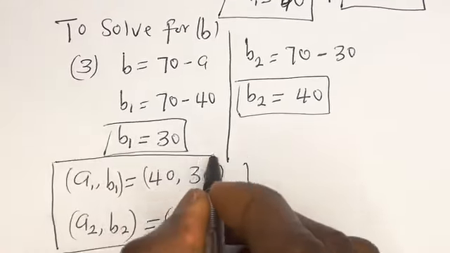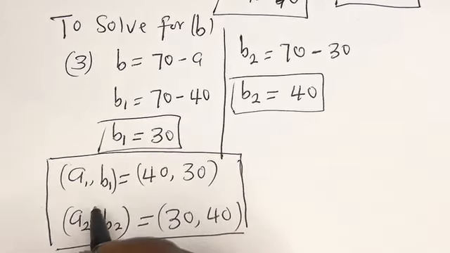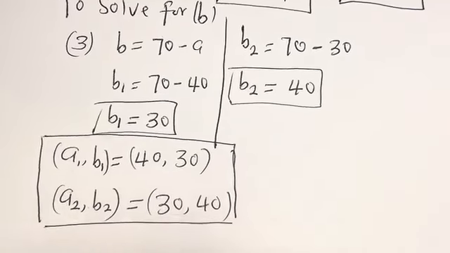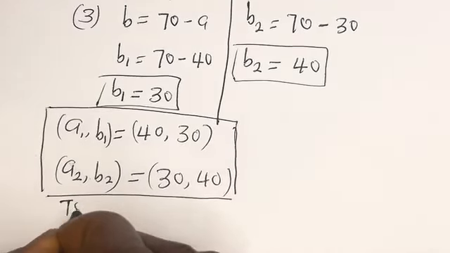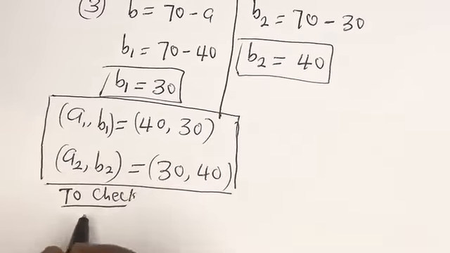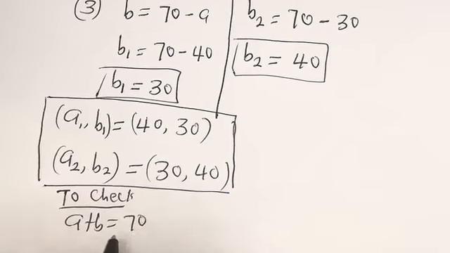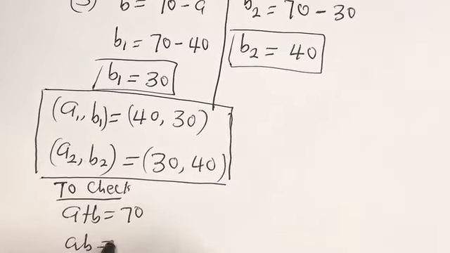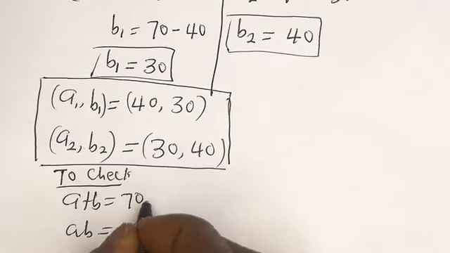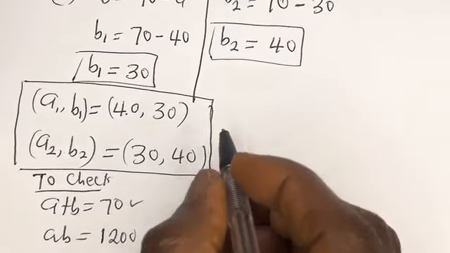You can see that the value of A1 here is equal to the value of B2 here, and the value of B1 here is equal to the value of A2 here. We may check to confirm if this answer is right or wrong. Let's check. To check, we have the given equation. A plus B is equal to 70. AB is equal to 1200. Let us consider this when A is equal to 40 and B is equal to 30.